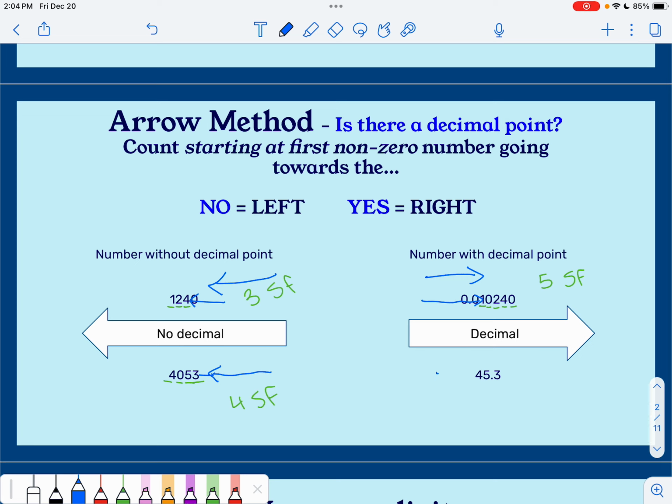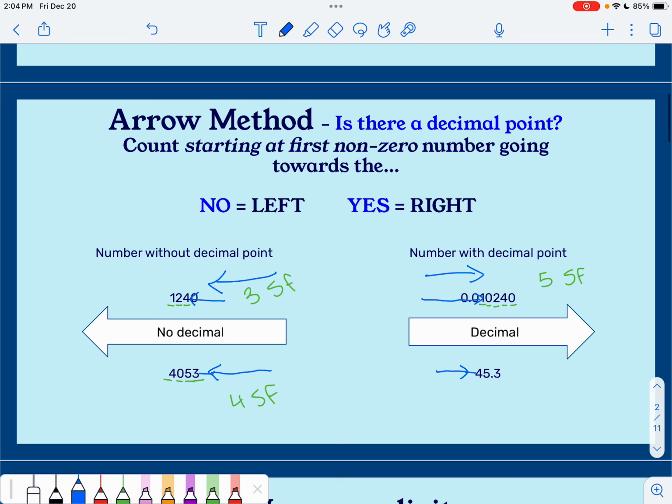Let's do the same thing with the next example. You're going to the right because right is yes, and there is, yes, a decimal point. So you're going and you hit the 4 right away. Then you just keep counting how many numbers are after that first non-zero number. 1, 2, 3. 3 significant figures. So you see how easy that was with the arrow method, right?